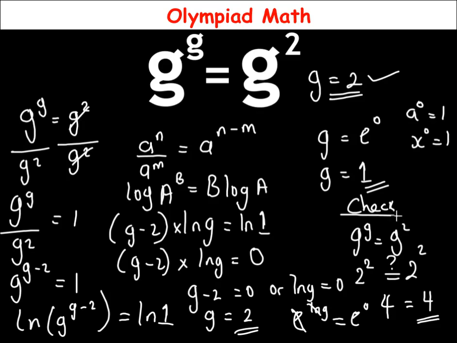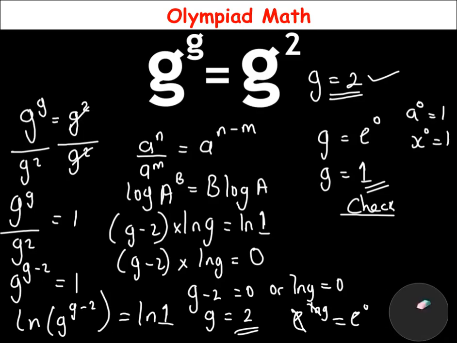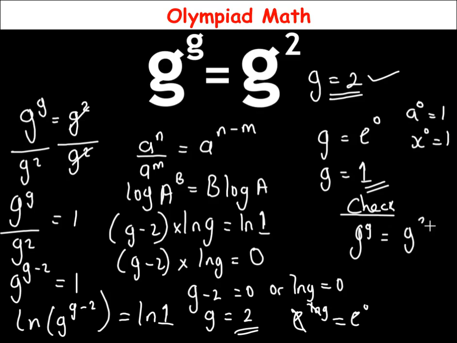Let's then test the other value of g, which is g equals 1. We have the equation g to the power of g is equal to g to the power of 2. So when g is equal to 1, we have 1 to the power of 1 equals 1 to the power of 2. Let's confirm it. 1 to the power of 1 is 1, and 1 to the power of 2 is 1 times 1, which equals 1. So you can see 1 is equal to 1. Therefore, the value g equals 1 suits the equation g to the power of g is equal to g to the power of 2.